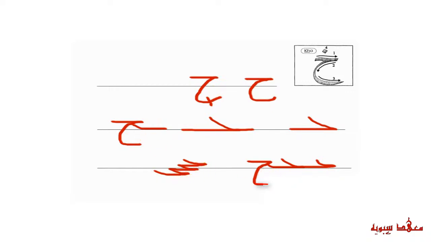Next we have the Khaa. It's the same way, but the difference is where the dot is. Let me just show you where the dot is supposed to be. So in its isolated form, it goes on top here. Similarly here, it goes on top. And similarly here, it goes on top as well.